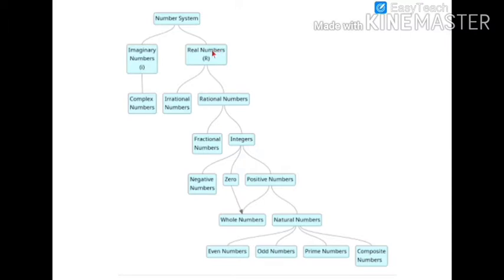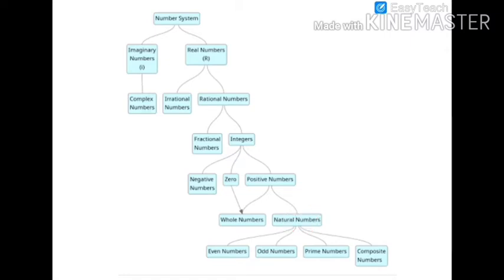So the real numbers are of two types, irrational and rational. Rational numbers are made up of fractions and integers, and integers are nothing but 0, negative numbers and positive numbers. And whole numbers are positive numbers and 0. Only positive numbers are also called natural numbers.